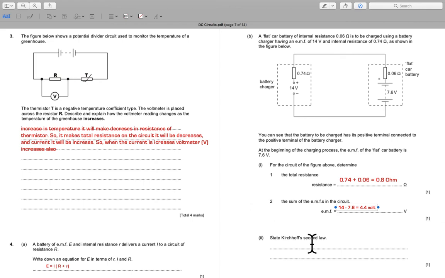State Kirchhoff's second law. This is material I have not yet explained to you. Later I will explain it in A level, but this is actually for AS level. Either AS level or A level, there is the Kirchhoff law. So later I will explain more about the sum law in the DC circuit. Okay, let's copy this answer.